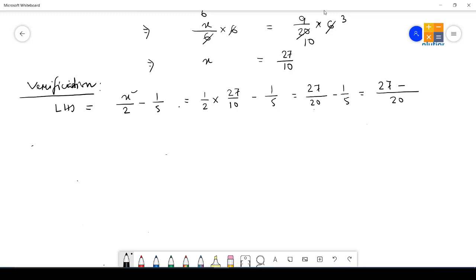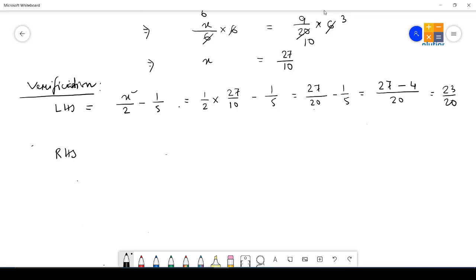So this is 27 minus 5 fours are 20. We need to multiply 5 by 4 to get this value 20. That is why that 4 will get multiplied with 1, giving us a result 4 here. And we get the result as 23 by 20. So this is the value which I am getting on the left hand side.